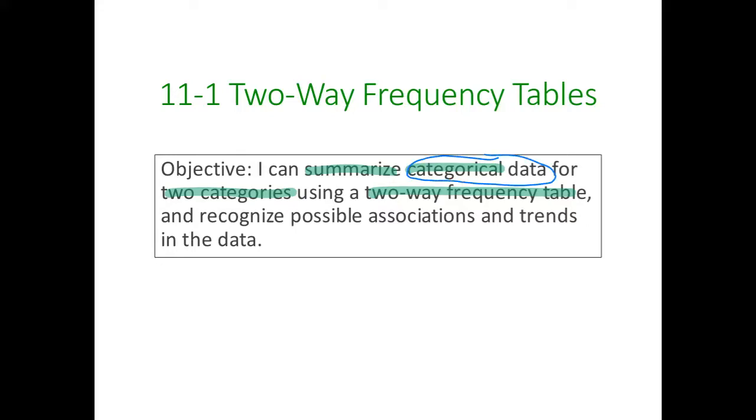I want you guys to take a few seconds, maybe a minute or so, talk to your partner. What do you guys think categorical data, what does that mean? Like, what are categories? Just in general, look at different examples you can think of. What are categories that can be categorical data?